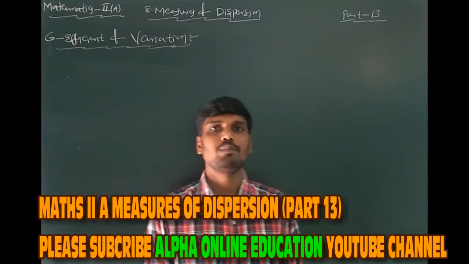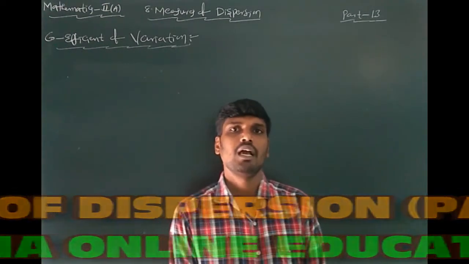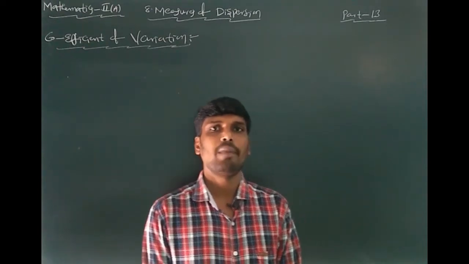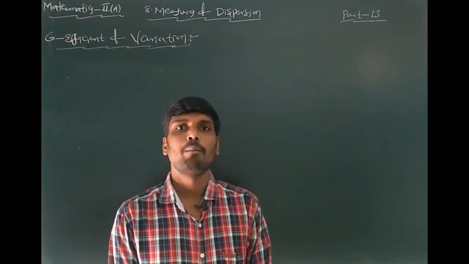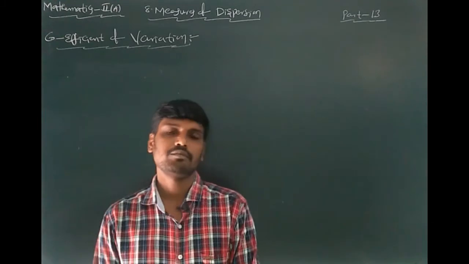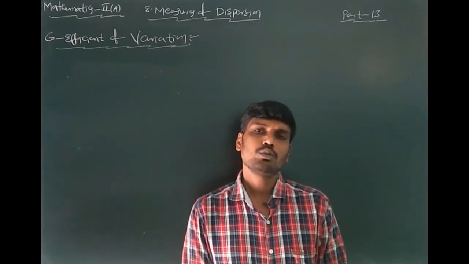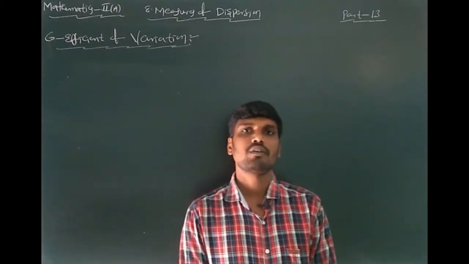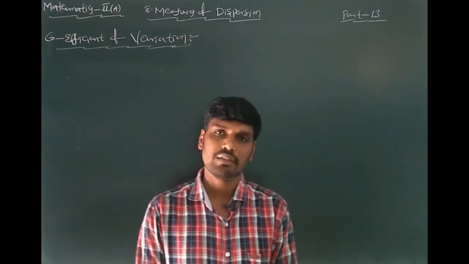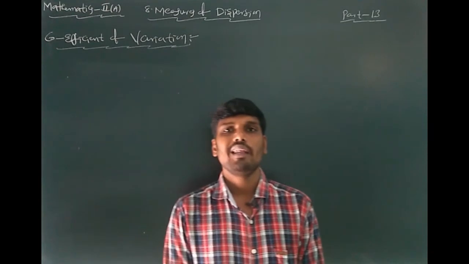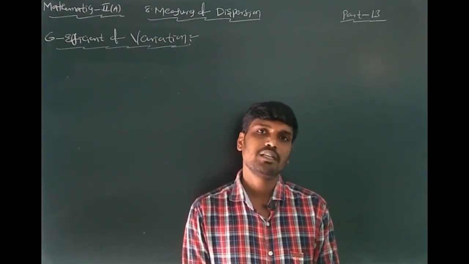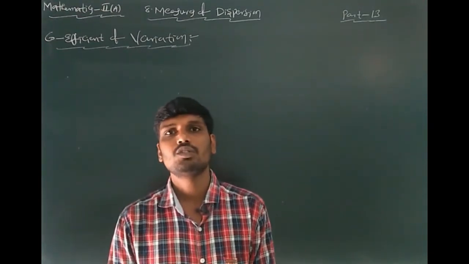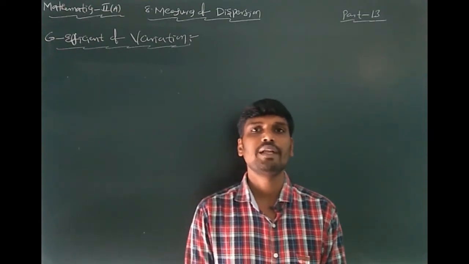Measures of dispersion, 8th chapter. This chapter belongs to Mathematics 2A, part 213. The last part is completed: variance of continuous frequency distribution and variance of discrete frequency distribution. These two distributions belong to grouped data.